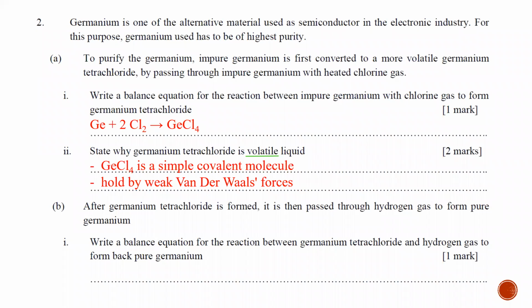Then we have B. After germanium tetrachloride is formed, it is passed through hydrogen gas to form the pure germanium. Write a balanced equation for the reaction between germanium tetrachloride and hydrogen gas to form back the pure germanium. So you have GeCl4 plus 2H2 gives Ge plus 4HCl. In this case, the question has already described clearly how the reaction works, so you just follow exactly what the question has described, and you will more or less expect the product formed from this reaction.